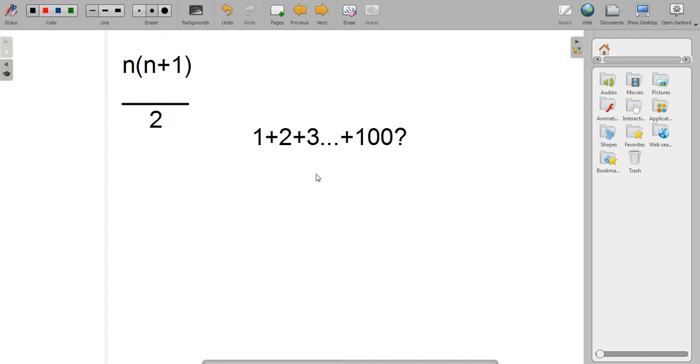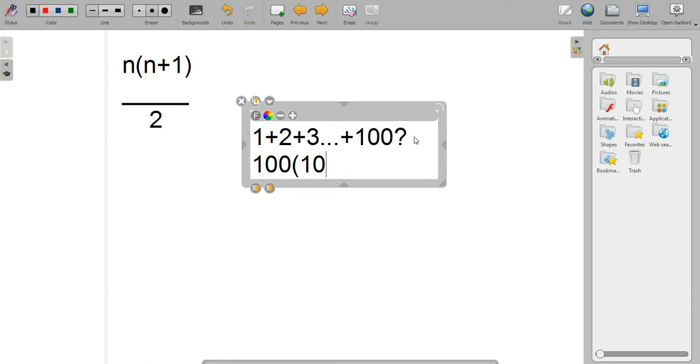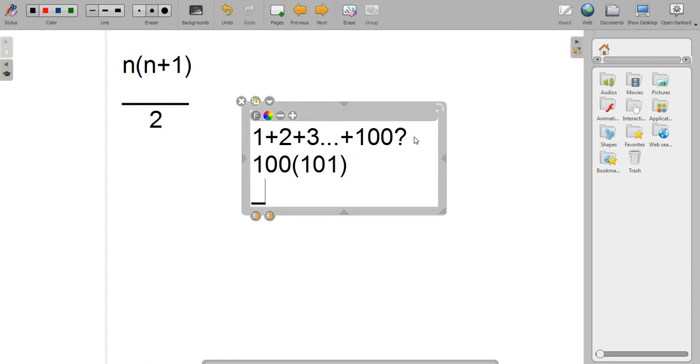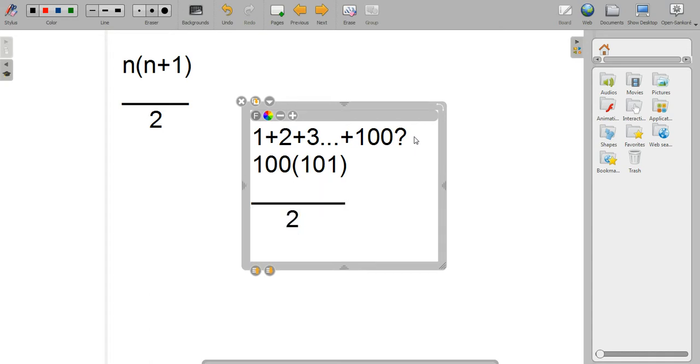Okay, so now how many n's do we have? We have 100. And n plus 1? Well, 101. We divide this by 2, and we have 50 times 101, which is equal to, hopefully you guys know this, 5050. So there, you just added 100 numbers in a few seconds.